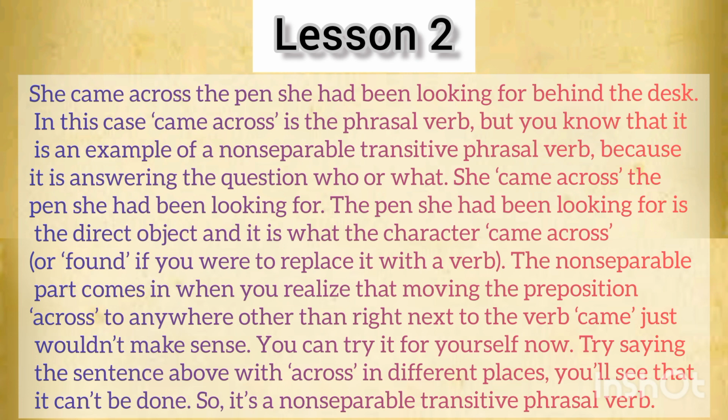The non-separable part comes in when you realize that moving the preposition across to anywhere other than right next to the verb came just wouldn't make sense. You can try it for yourself now. Try saying the sentence above with across in different places. You'll see that it can't be done. So, it's a non-separable transitive phrasal verb.